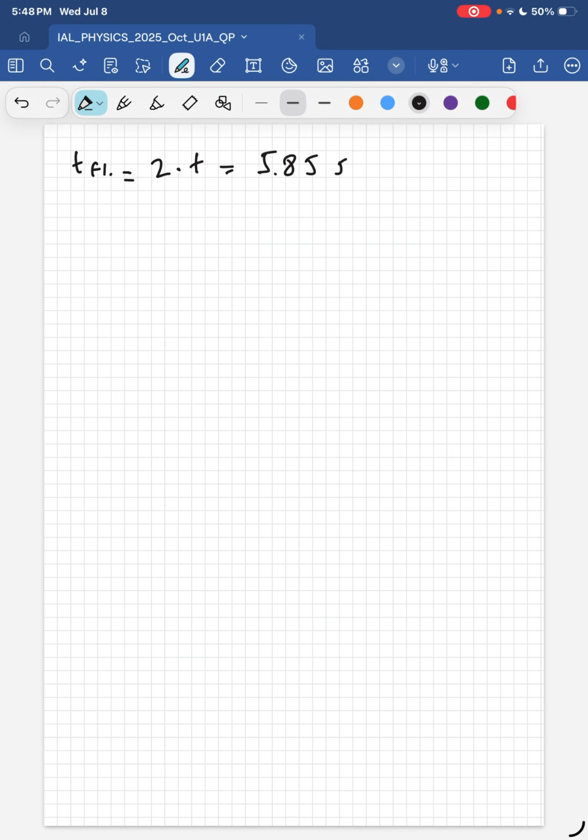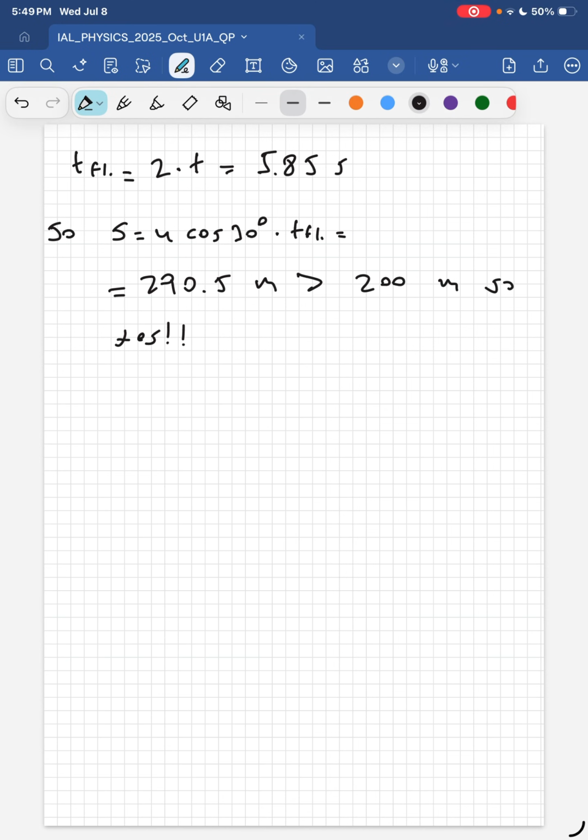Okay, so S is U cosine of 30 times the time of flight. So this gives you 290.5 meters if you multiply everything, which is larger than 200 meters. So yes, they will be rescued. They are lucky. Okay, so that's problem 17. And let's move on to the next one.